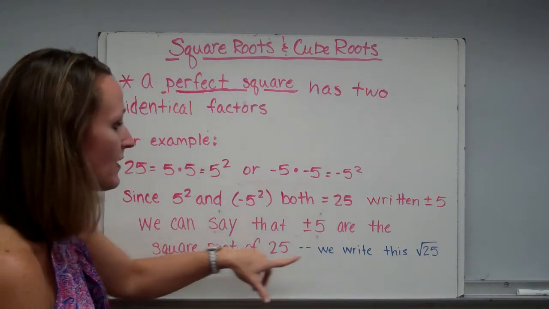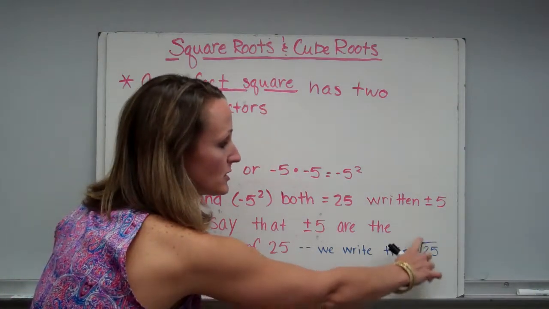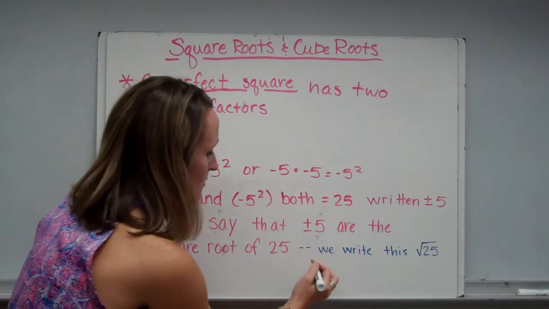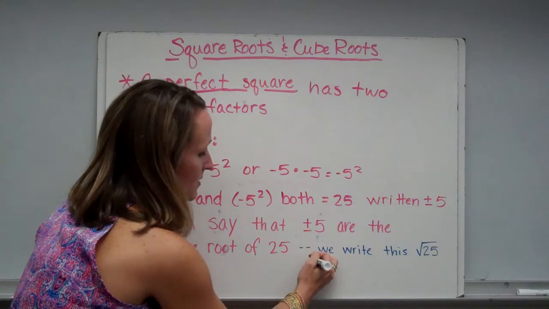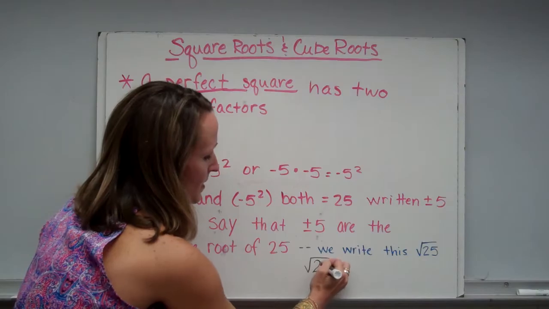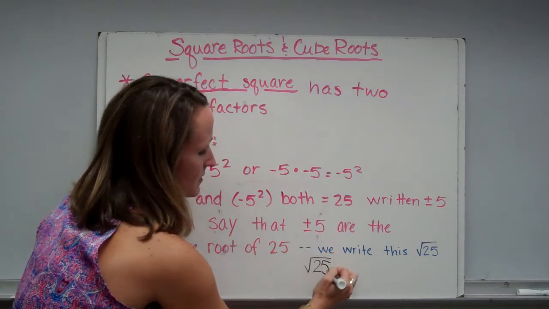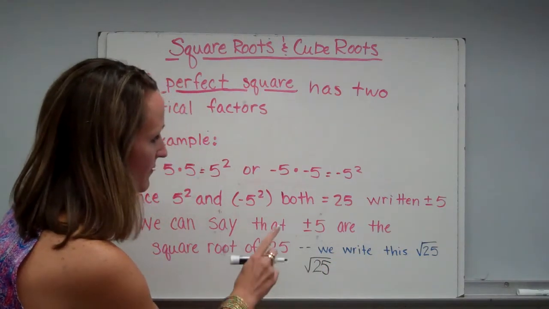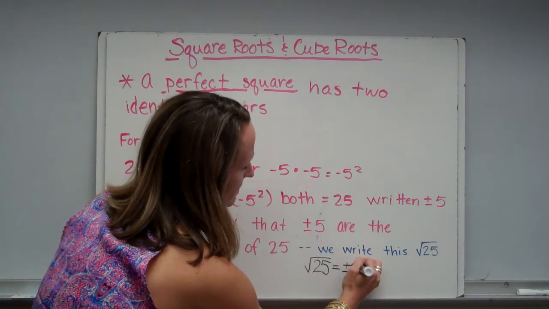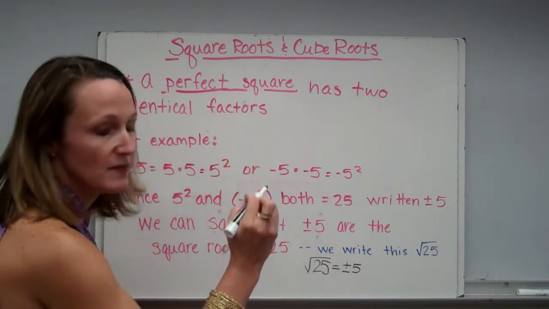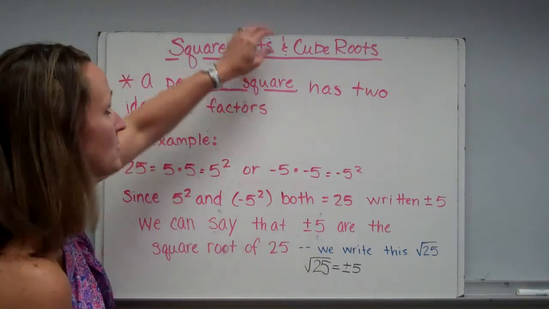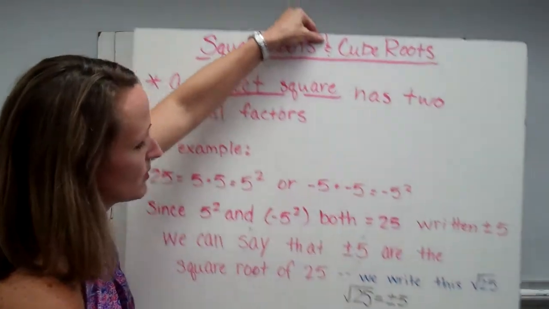And the square root of 25 we write like this. It looks kind of like a division sign, but it has a check mark in front. To make it, we do a check mark, and we go up, and then we write our other line, and we put our number underneath it. So this is how we would write the square root of 25. And we know that the answer is positive and negative 5, because 5 times 5 equals 25, and negative 5 times negative 5 equals 25.